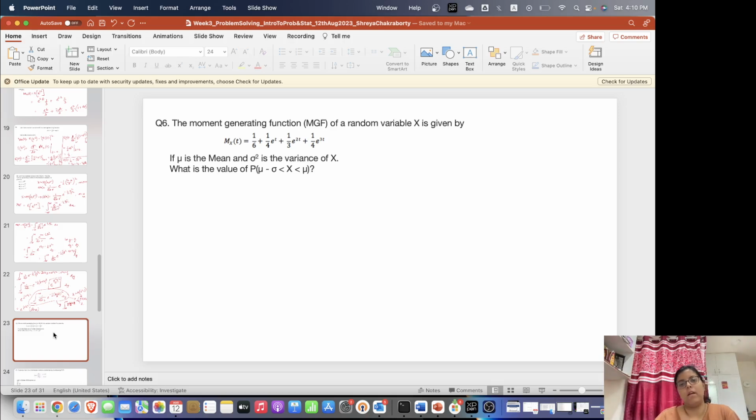All right. So we have the moment generating function of a random variable given by these 4 terms. Now MGF is nothing but expectation of e to the power tx.